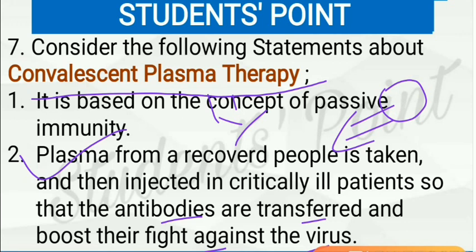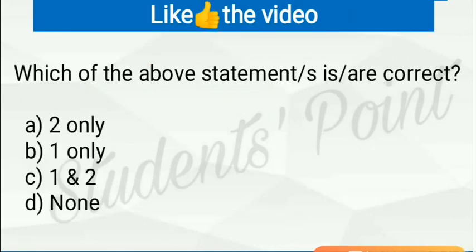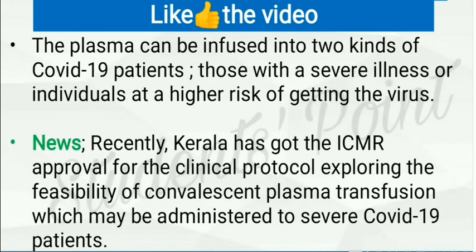So under convalescent plasma therapy, the plasma of a recovered patient is taken. And why from a recovered patient? Because for a patient who has recovered, there are high chances that the patient has a strong immune system. So the plasma of that person is taken and injected into a critically ill patient so that his or her immune system is also strengthened, so that he or she may fight the virus and save his or her life. So here both the statements are correct. So C is the right answer.